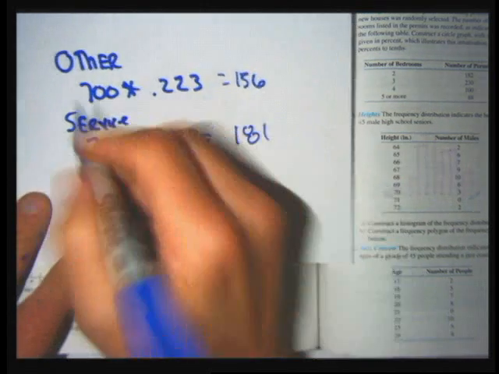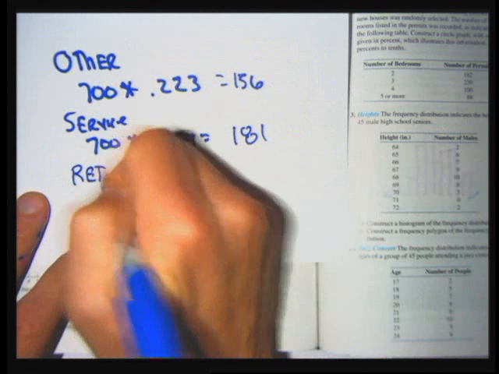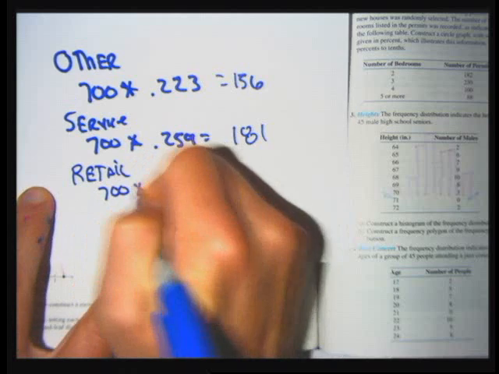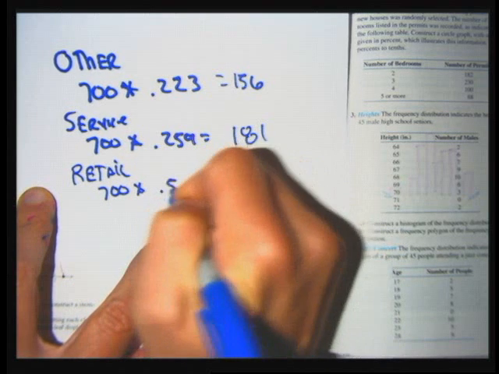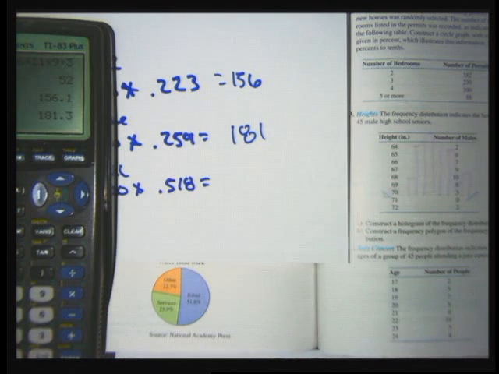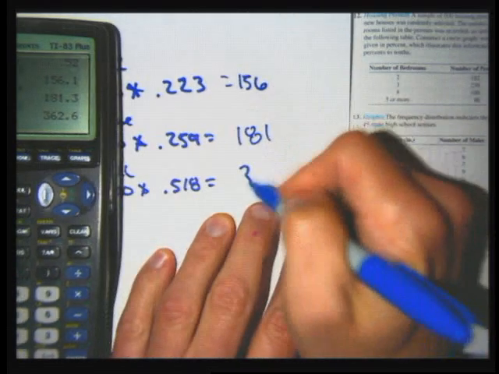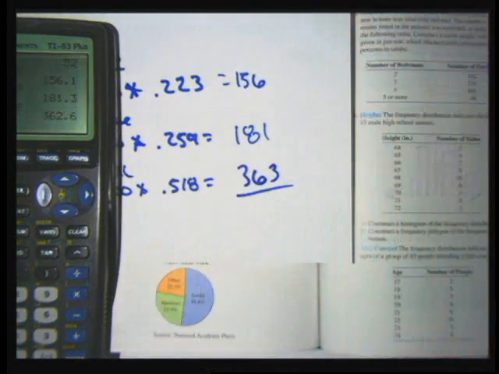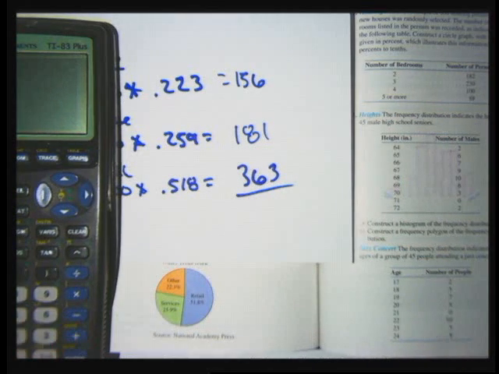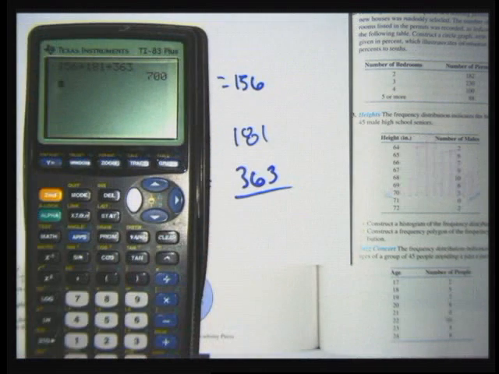And then the last one, how many of the 700 worked retail? I'm going to take the 700 students that were surveyed between 15 and 17, multiply it by 0.518, and when I do that, 700 times 0.518, I get 362.6, and I'm going to round that to 363. It would be nice if I added these numbers if they added up to 700, because there are 700 surveys. So let me do that. 156 plus 181 plus 363, and I do get 700. So my rounding was forgiving rounding.